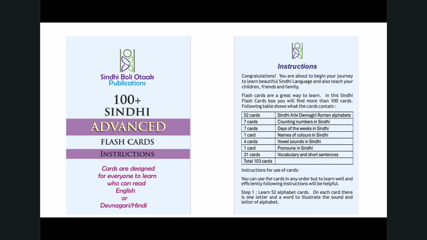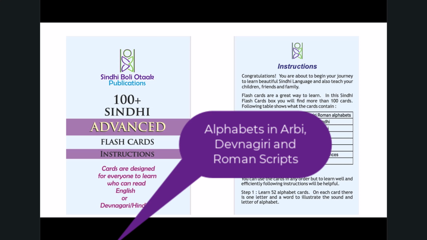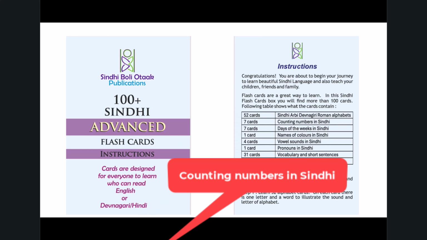Arabic Sindhi alphabet has 52 characters. But cards also explain how alphabet is written in Devanagari as well as in Roman script. So even if you do not know Arabic and Devanagari scripts, you will be able to learn Sindhi using Roman script. The pack contains 7 cards that explain how to count numbers in Sindhi.